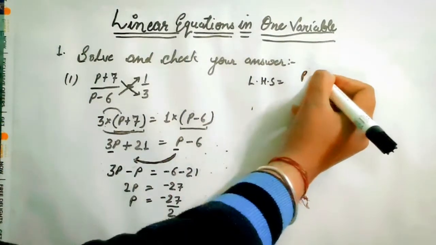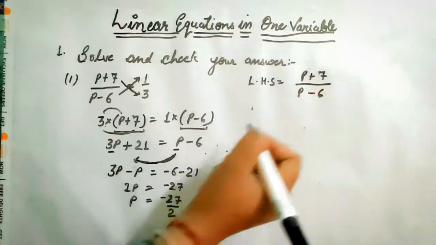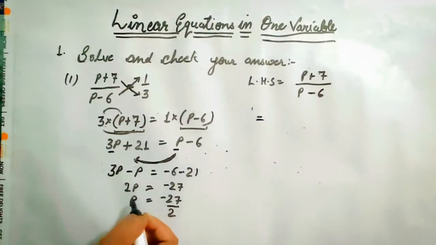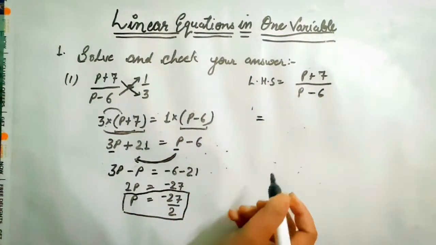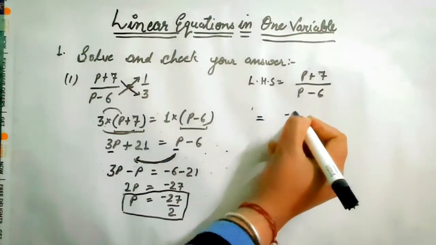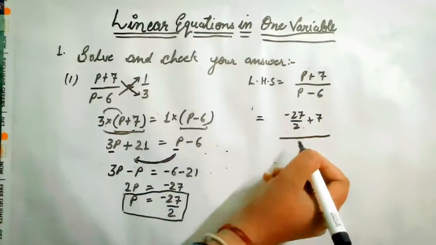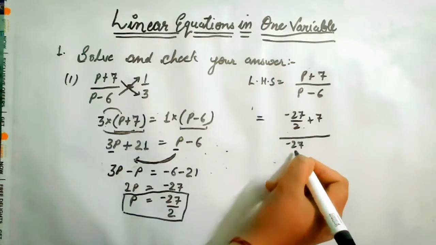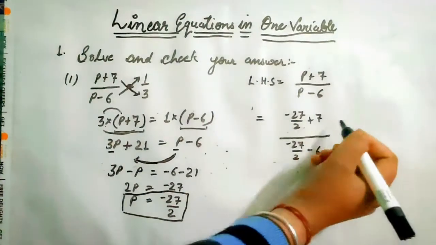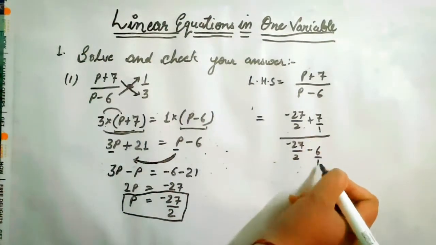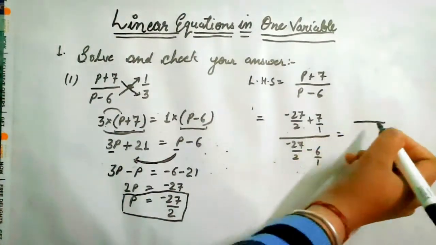It is (p plus 7) whole divided by (p minus 6). Now replace the value of p, which is minus 27 upon 2. So this will be (minus 27 upon 2 plus 7) whole divided by (minus 27 upon 2 minus 6). Simplify it now. Here the denominator is 1, here also the denominator is 1. Take LCM in both numerator part and denominator part. So here LCM is 2.